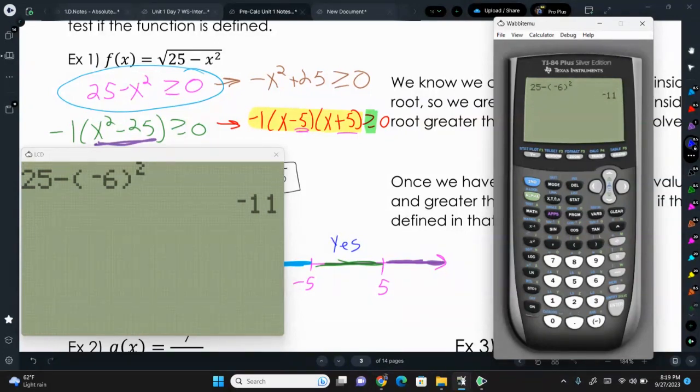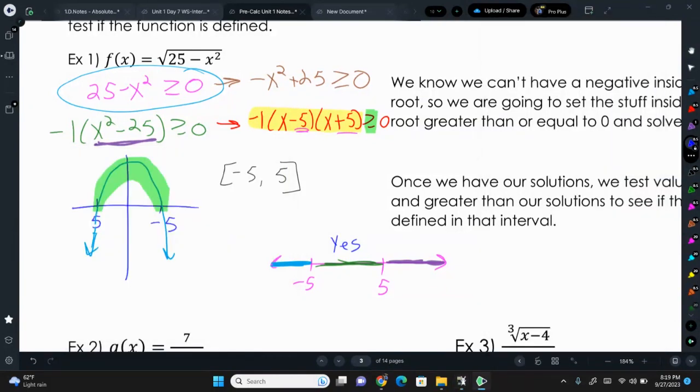Now I plug in a value larger than 5. Let's just plug in +6. I think you know where this is going. We get -11 again. So these two intervals do not work. So the only interval would be from -5 to +5, which is what we got when we did the quadratic sketch. So either way is okay. I think the quadratic sketch is probably a little bit quicker right now.